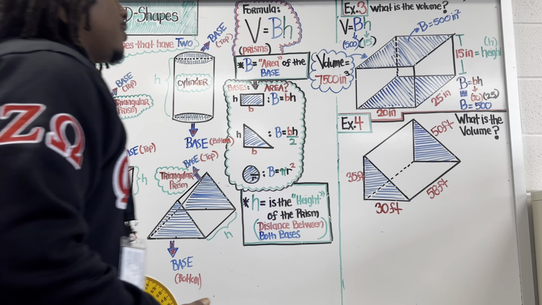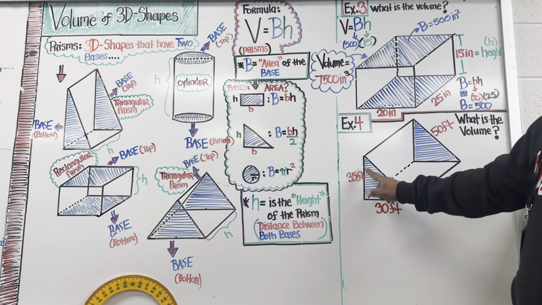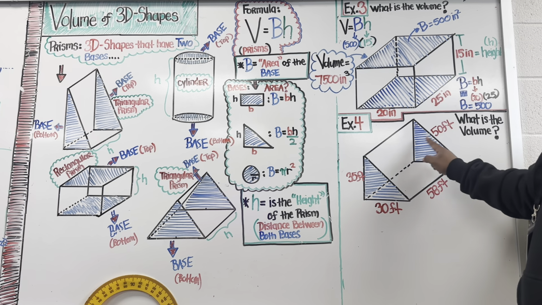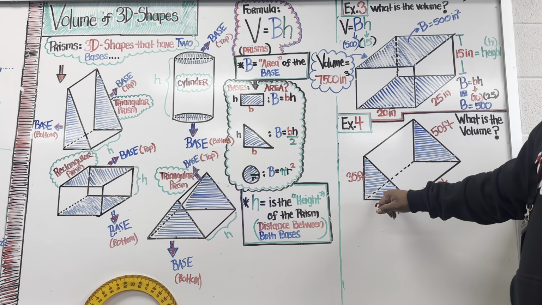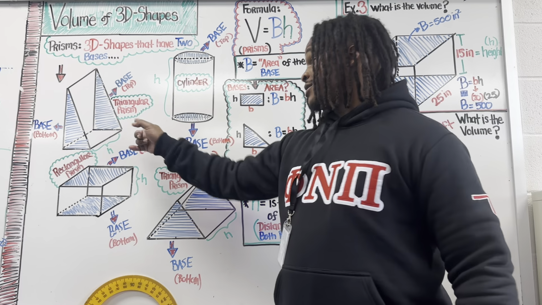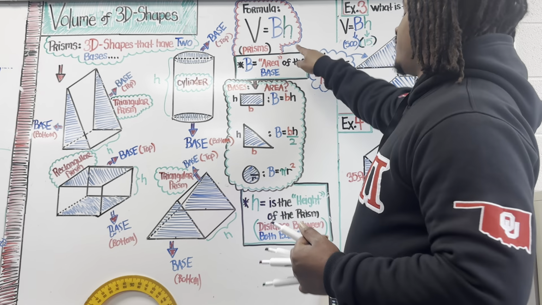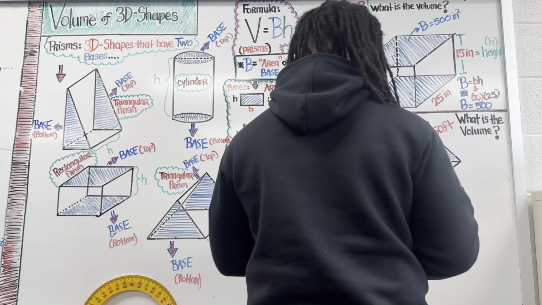So now let's go ahead and go to example 4. Example 4, I have something different. I see that I have a prism because I have 2 bases, but the shape of the bases are triangles. So this is a triangular prism, okay? This is a triangular prism, which follows the same volume formula, okay?